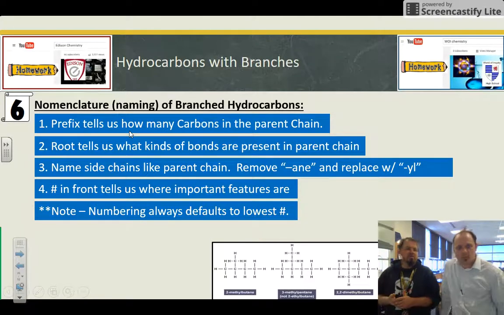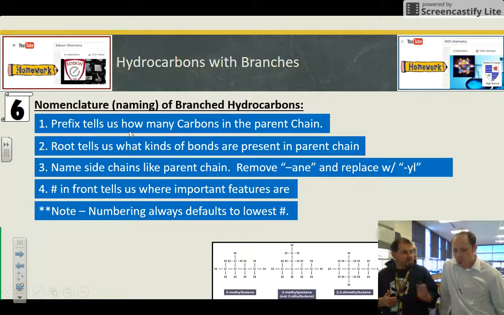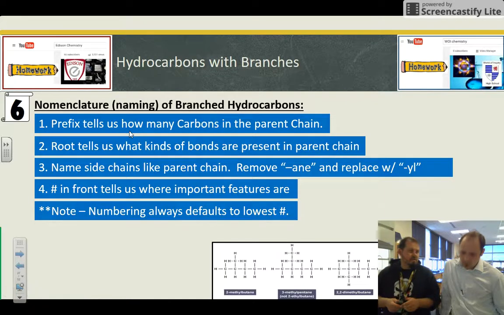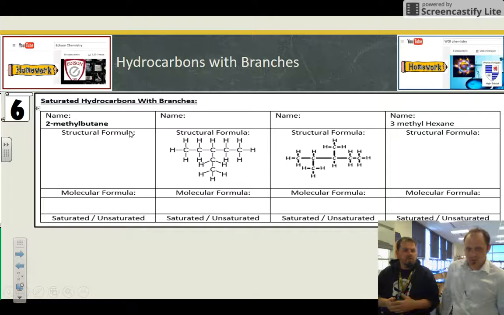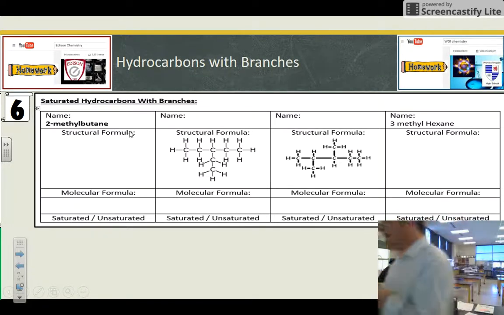Remember, numbering always defaults to the lowest number. This is where the double bond would trump. We go by the lowest number where the double or triple bond is. I think there's just one example of it. So, my turn, or are you going back to drawing? I like you drawing.